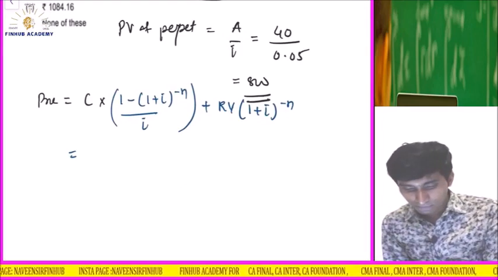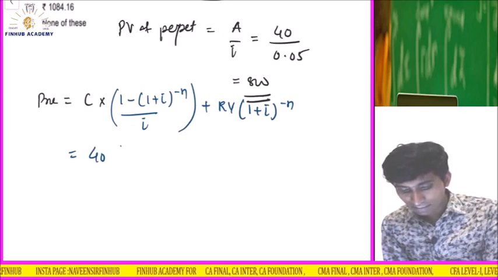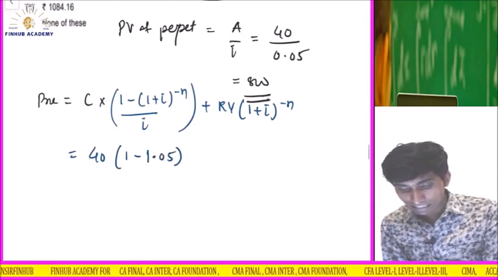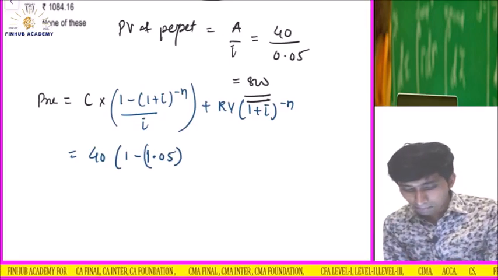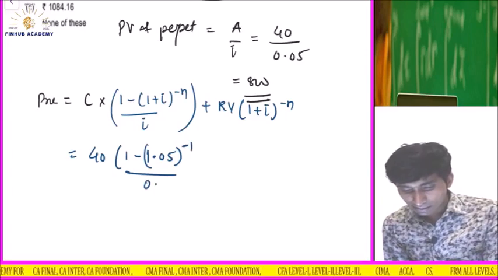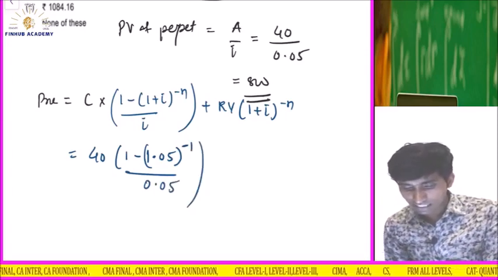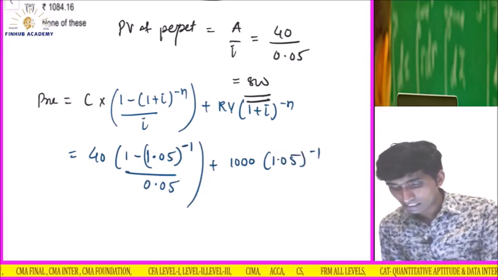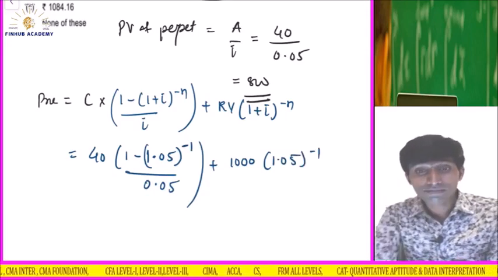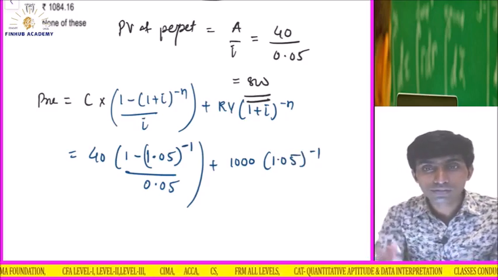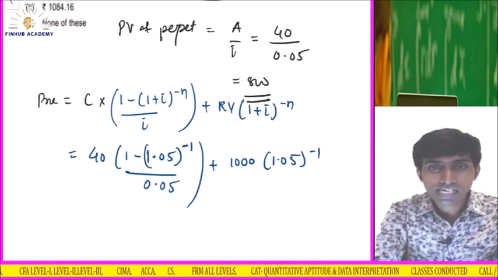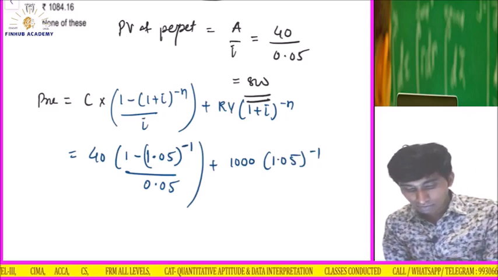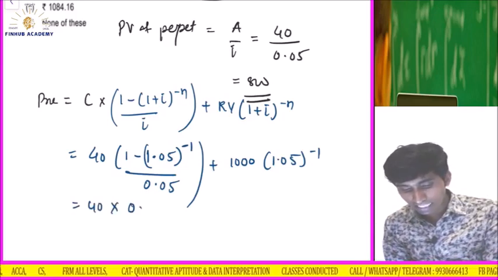So the coupon is how much? 40. Let me check if we can get the answer by this. 1 minus, the interest rate I is 5, 1.05. Remember, it is not 4%. 4% is for the coupon. Minus 1, I am taking, and divide by 0.05. Let me check this. Plus 1000 is the redeemable value, 1.05 raised to minus 1. So 1.05 divide equals, I am getting 0.95, minus 1 and then divide by 0.05. I have calculated this. So it is equal to 40 into, I am getting 0.9523.